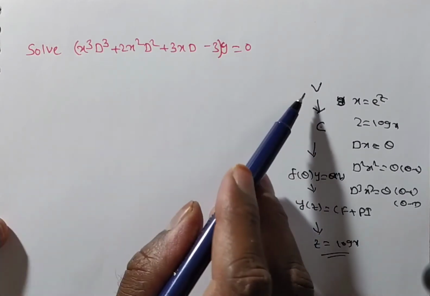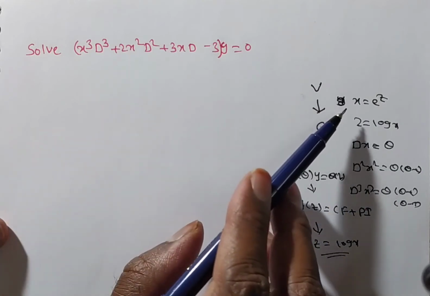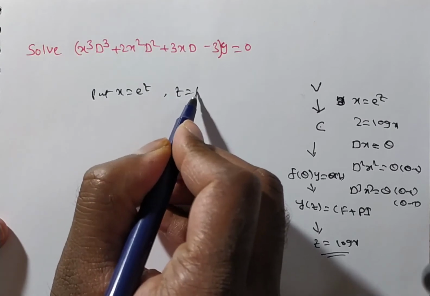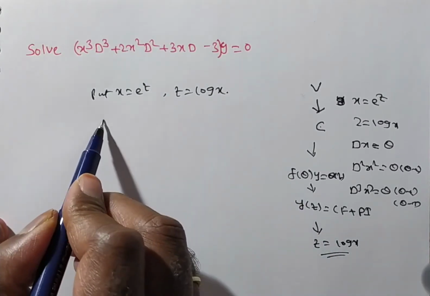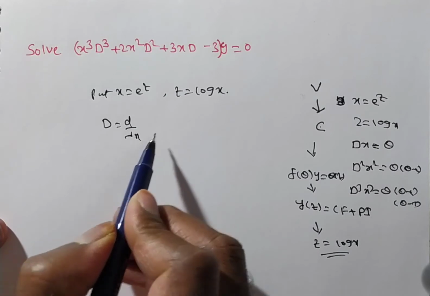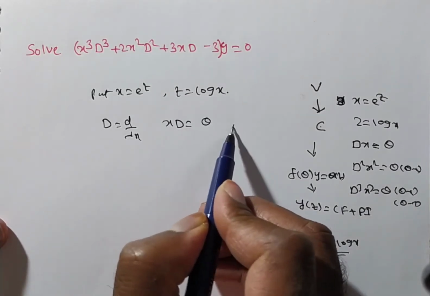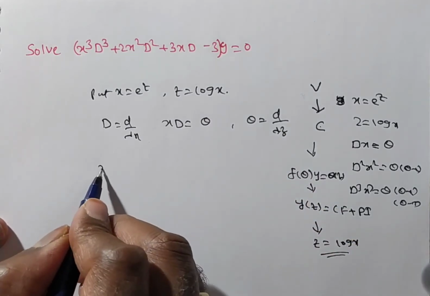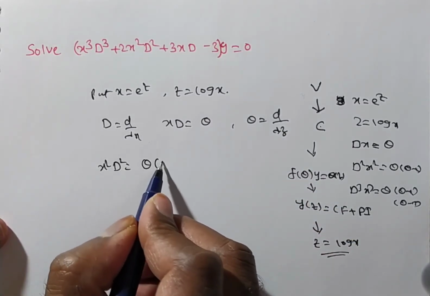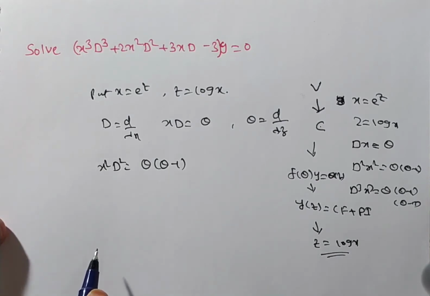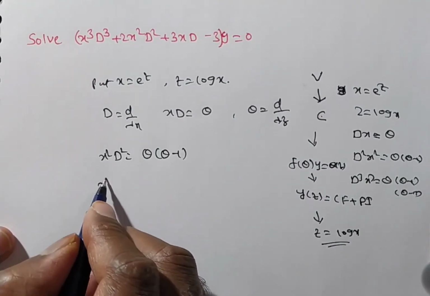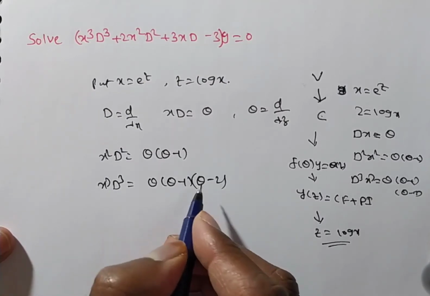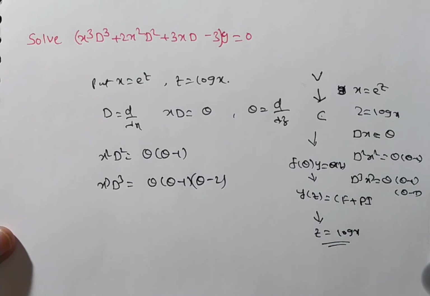Now by observation, this has variable coefficients, so we have to convert. For that, put x = e^z, where z = log x. Now D is nothing but d/dx, but I have xD, which is nothing but θ, where θ = d/dz. Now x²D² is θ(θ − 1), and x³D³ is θ(θ − 1)(θ − 2). This is common for all problems.